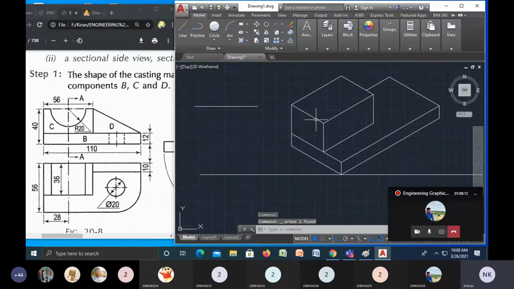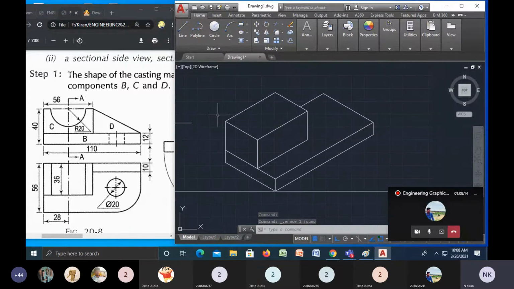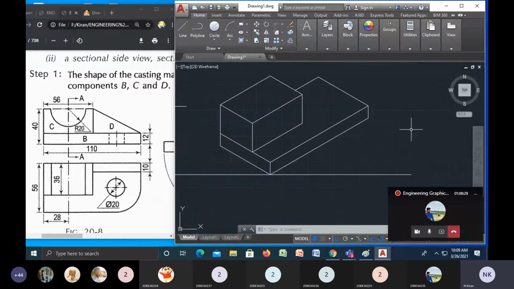Right. So in this block I have to draw a circular shape like this. This shape is iso, right? Okay, and what is the value? R20. Is it right? Okay, R20. So I will make somewhere here.